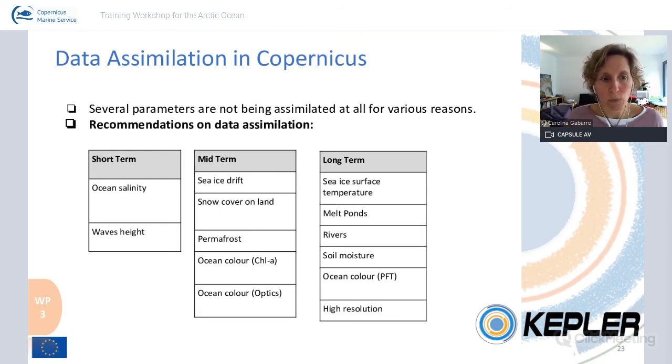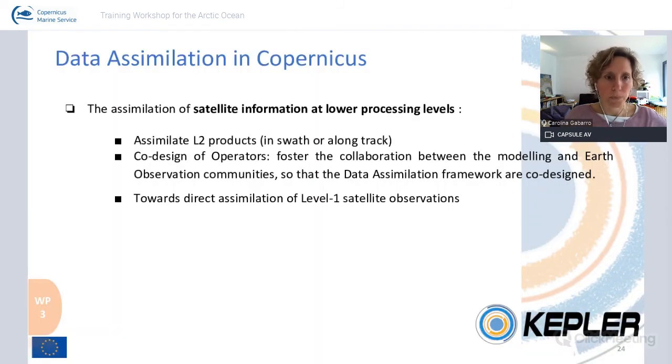So for the short term, we identified that sea surface salinity and wave height could be assimilated. For the midterm, sea ice drift, snow cover on land, permafrost, and ocean color parameters. And for the long term, sea ice surface temperature, melt ponds, rivers, soil moisture, and, well, a few more.